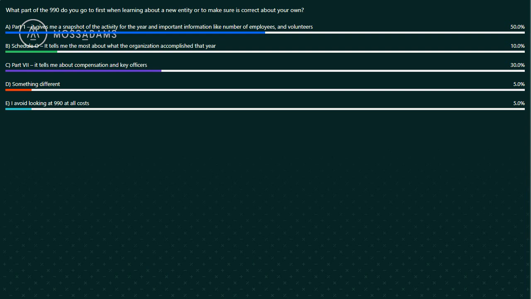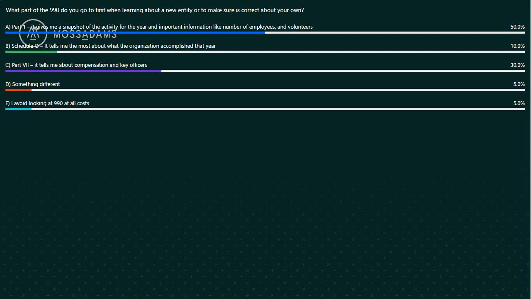But it looks like most people say Part 1, that very first page of the 990, because it gives you a good snapshot of the activity for the year. And I would agree, it's the best place to start. I think that's why, obviously, the IRS has placed it in that format as well.